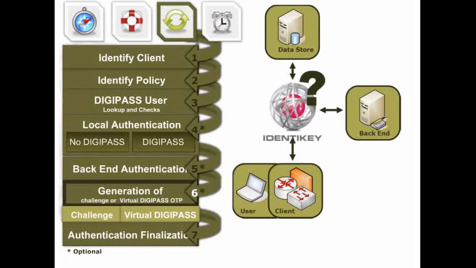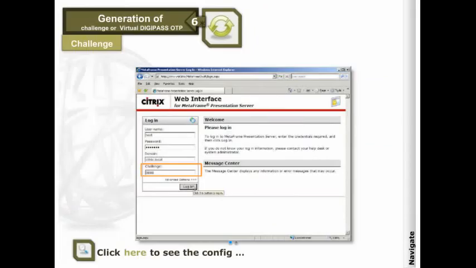With challenge/response or virtual DigiPass request, a challenge or an OTP is generated. Click Challenge or Virtual DigiPass to learn more. In a one-step challenge/response, you will receive the challenge during login. A one-step challenge/response is not applicable in a Radius environment.